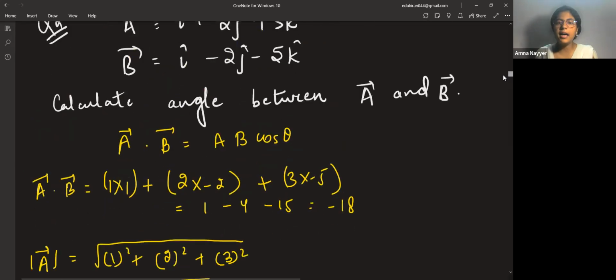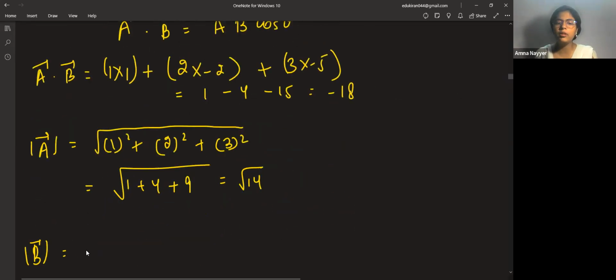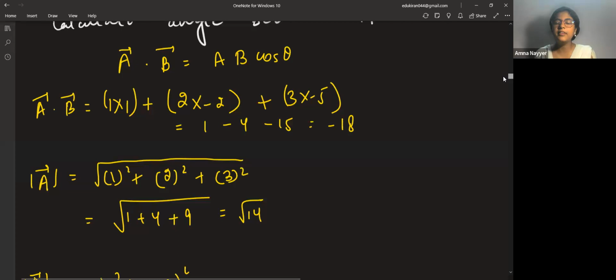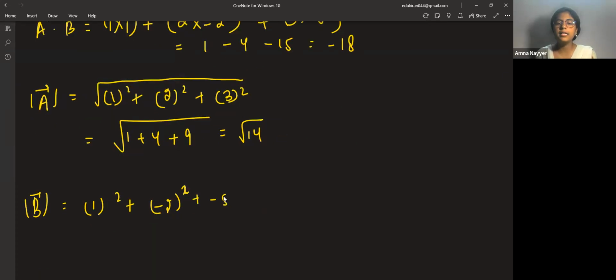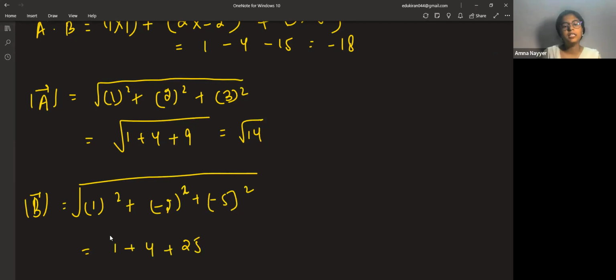I cap, 1 I cap. So it will be 1 square, minus 2, so minus 2 square, and then lastly we have minus 5, so plus minus 5 squared. So this becomes 1 plus 4 plus 25, that is equal to root 30. Fine. Now we have all the values.